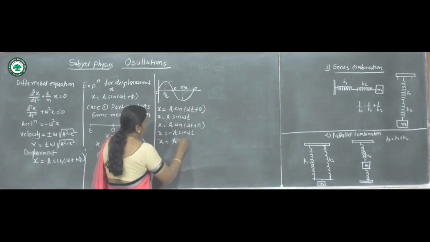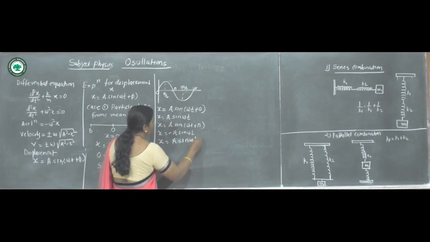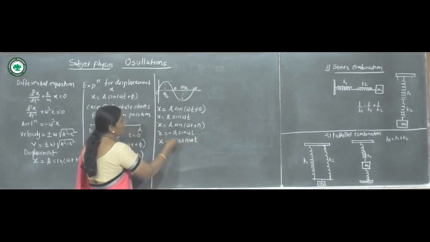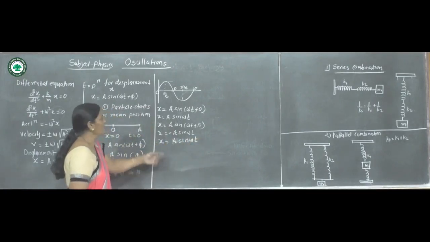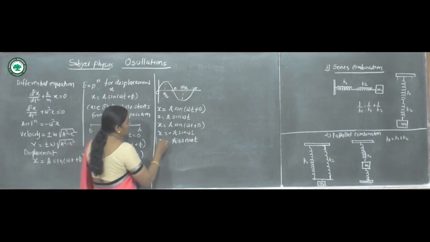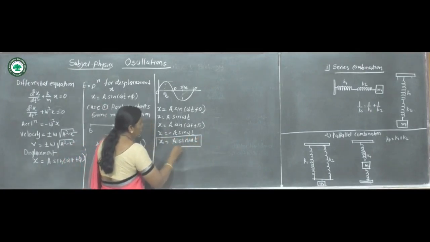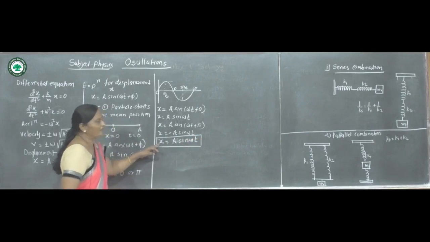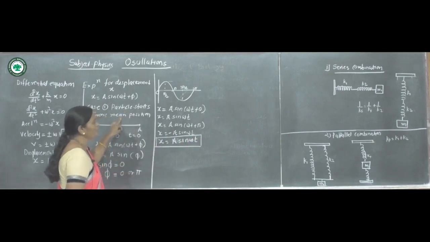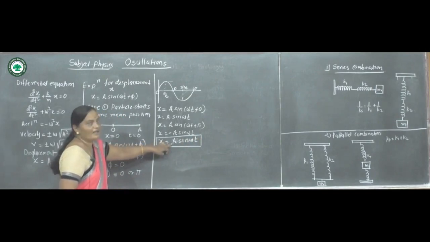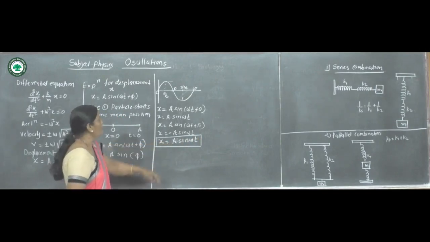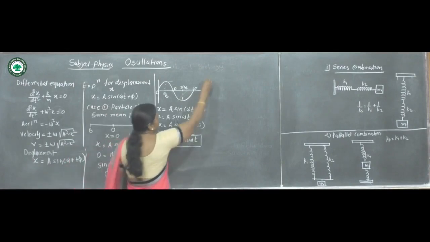Plus or minus a sin omega t, you can write here plus or minus also. Therefore, this is the particle when the particle starts from the mean position and the displacement is x is equal to a sin omega t. Now we consider case number 2.